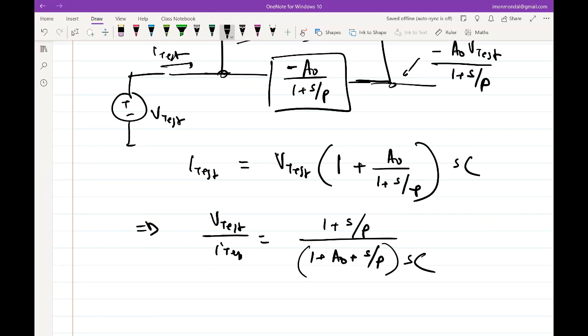Correct? So see, this is not a full capacitor, right? This guy is not a capacitor anymore. Why? If P were infinity, if the pole didn't exist, then this would have been a capacitor of value C times 1 plus A. So this is another impedance, sure, but this is not a capacitor. Make sense?